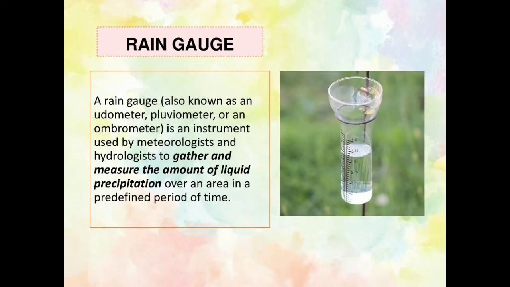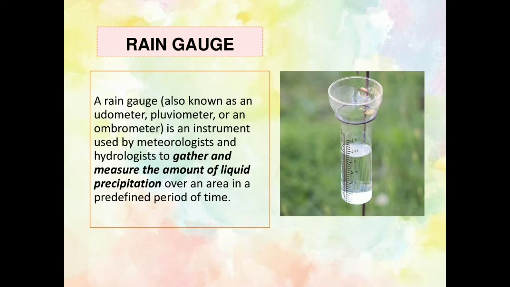Very good, you get the correct answer. Now, let me discuss what exactly is rain gauge. A rain gauge, also known as an odometer, pluviometer, or an ombrometer, is an instrument used by meteorologists and hydrologists to gather and measure the amount of liquid precipitation over an area in a predefined period of time.